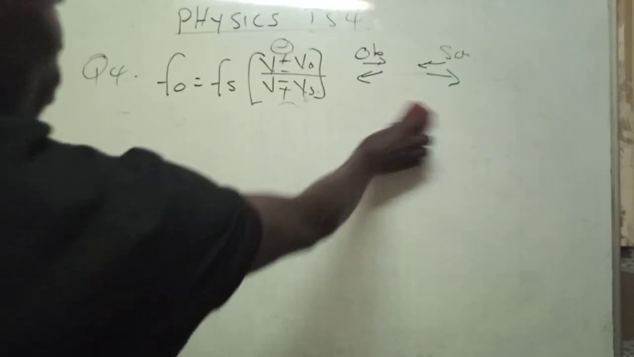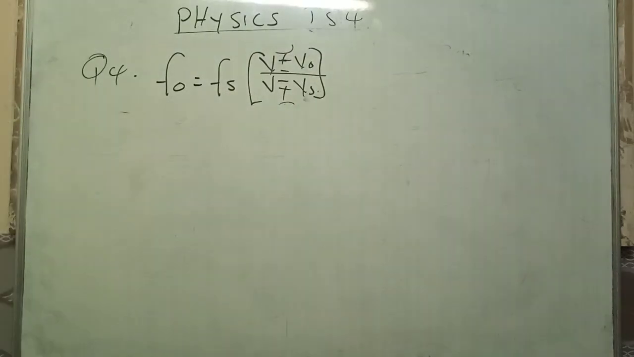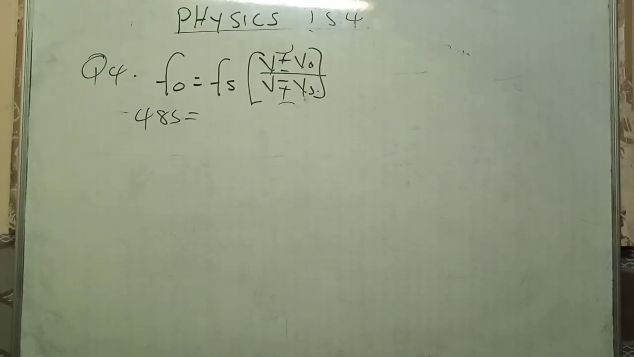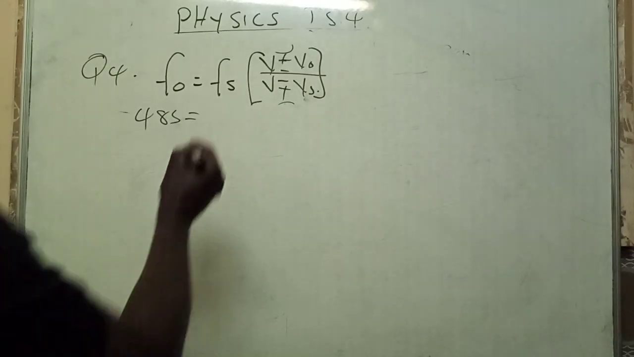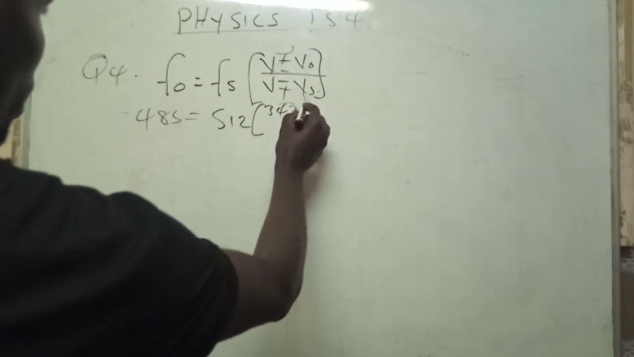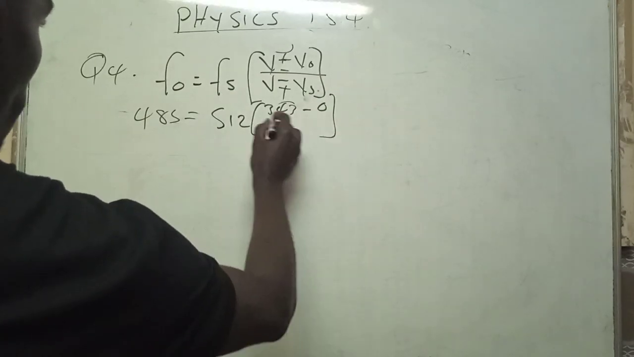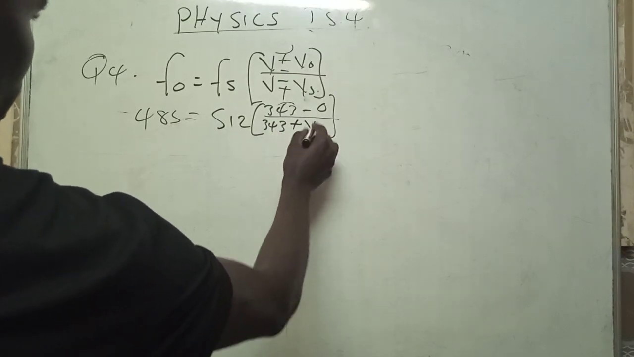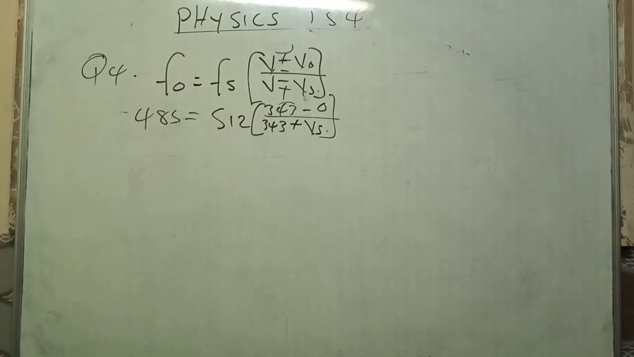So, there we go now. We can plug in the values. We have been given the frequency of the observer, which is 485. So we have 485 is equal to, again we have been given the frequency of the source, which is 512. Then I have 343 minus 0. Here I'm going to get 343 plus the Vs, which is the one I'm trying to find, the velocity of the source.